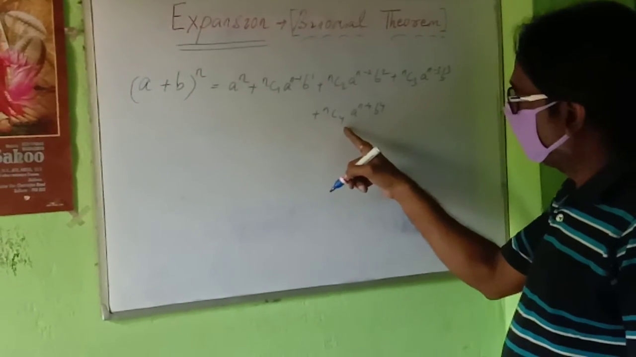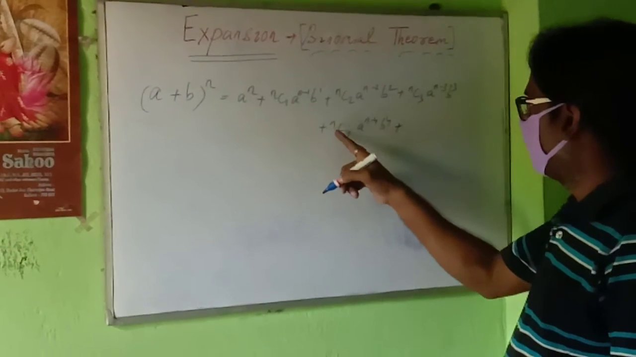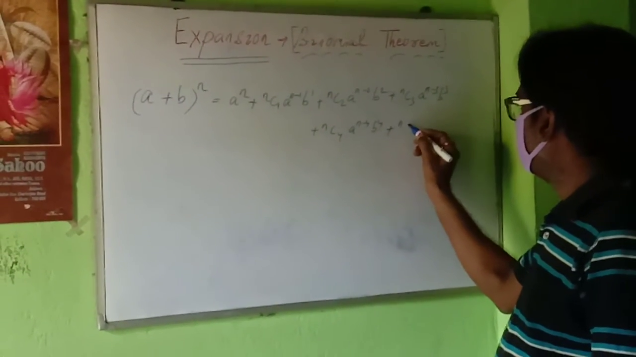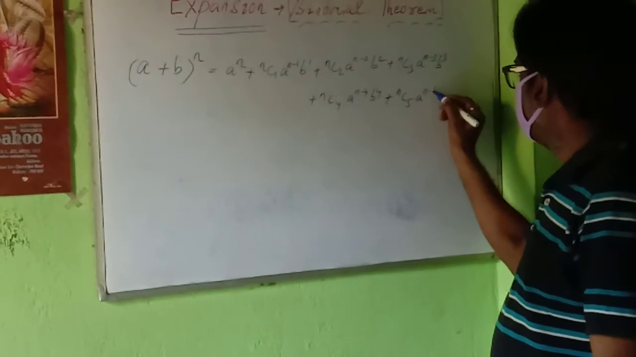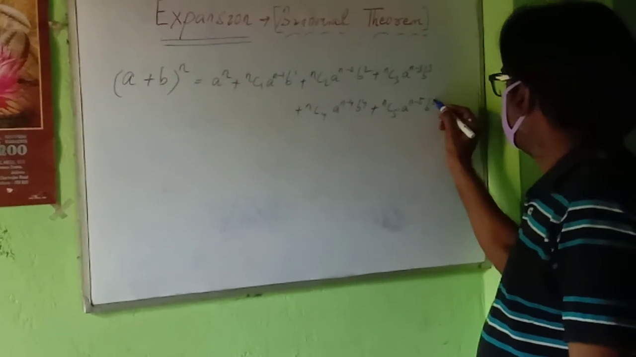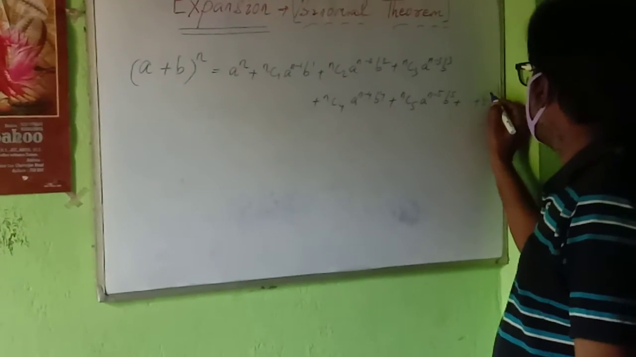Then the fifth term we are writing nC4. Next it will be nC5. This is the sixth term. a to the power n minus 5, b to the power 5. Okay, dot dot. The last will be b to the power n.